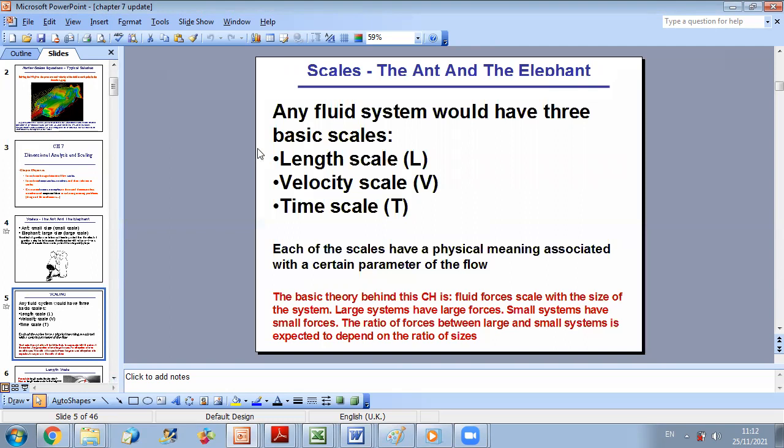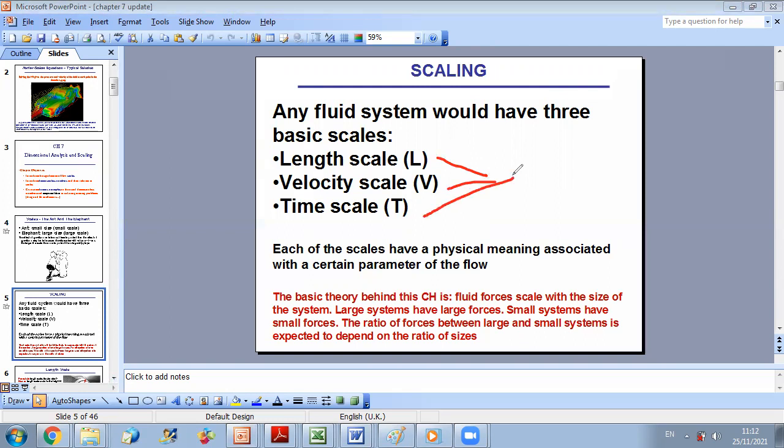Other important scales are velocity and time. So in any fluid system, mainly these basic scales are involved: length scale, velocity scale, and time scale. Okay, and each of these scales has a physical meaning associated with a certain parameter of the flow. And we can define, for example, any new variable as a function of these scales, as we'll see in the dimensional analysis.